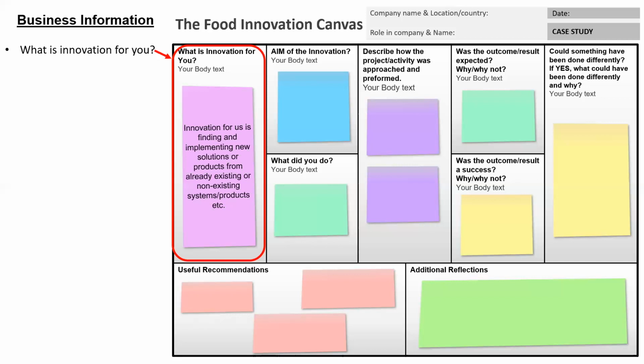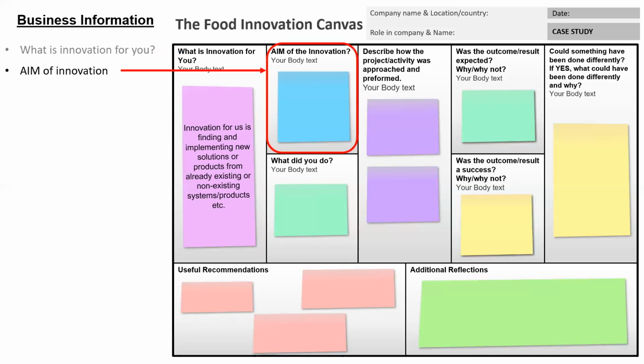After you have filled in this first box, we want you to focus on a certain innovation and then start to describe the aim of that innovation. Was it a product, knowledge, sales, packaging, process, management, or something else? In our example company, it was a packaging system for pre-processed raw material. That was the innovation.